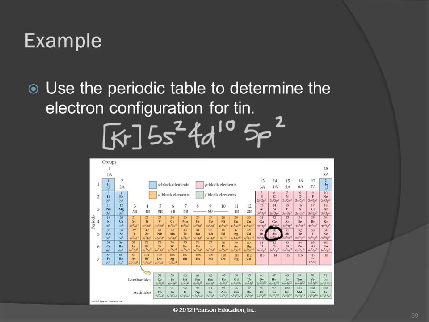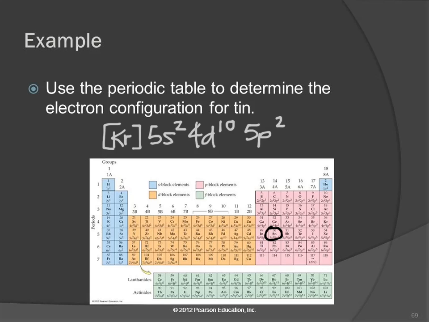Why on this one did we use the D block, but when we did the example of selenium, we didn't use the D block? Because when we looked at selenium, we were only looking at valence electrons. Oh, okay. So if we're looking at valence electrons, the D block is always going to be on the inside, part of the core. But when we're doing the whole electron configuration, we do look at the D and the F blocks. It's a good question.